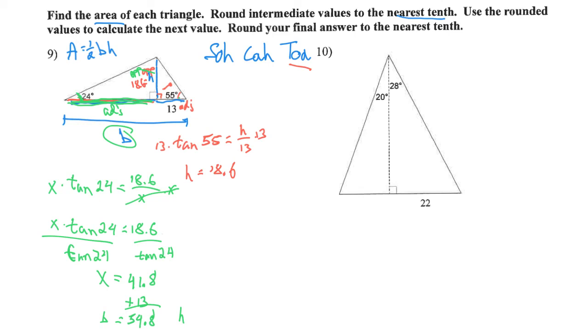My height was 18.6. Now I can plug it into the area, and then it's a piece of cake. 1/2 base times the height. Grab the calculator, multiply 54.8 times 18.6, and divide it by 2. We've got 509.6. Okay, so those are all very much the same as those that I went through. If you got questions, let me know.